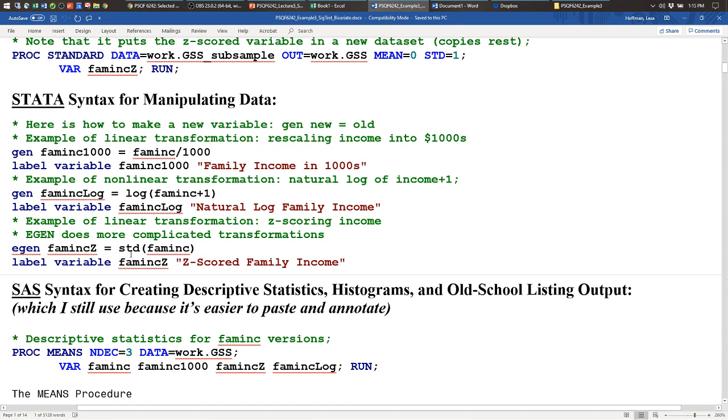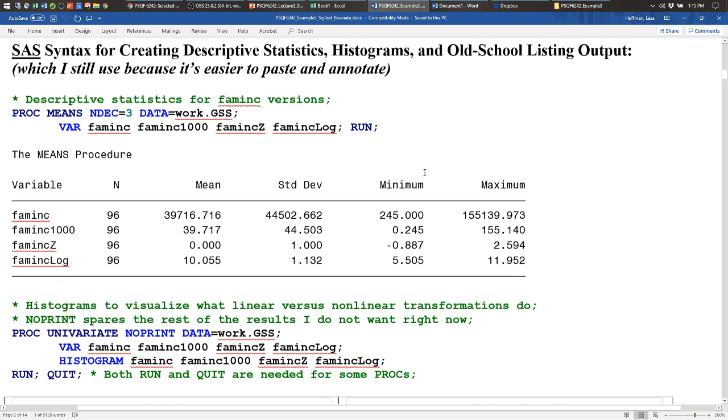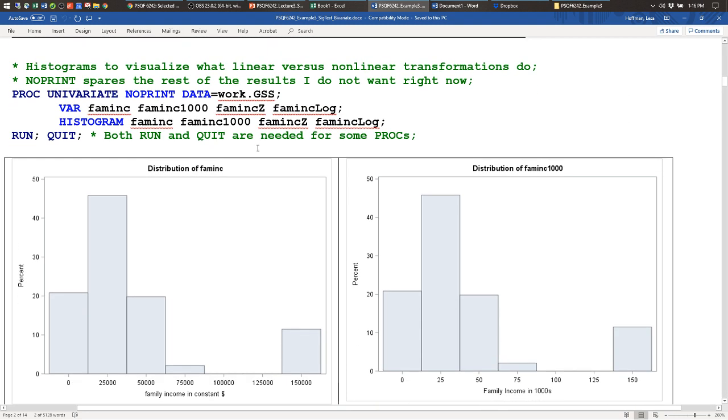In Stata, you can do so directly with the std function. There it is. And here's the descriptive statistics. So on average, it looks like people in this subsample had a family income of $39,000 and some change, or $39 in thousands, or exactly 0 with the standard deviation of exactly 1 in the z-score. Coincidence or not? No, that's what z-score means. It creates a new metric in which the mean is 0 and standard deviation is 1.